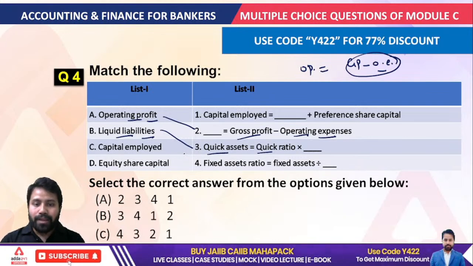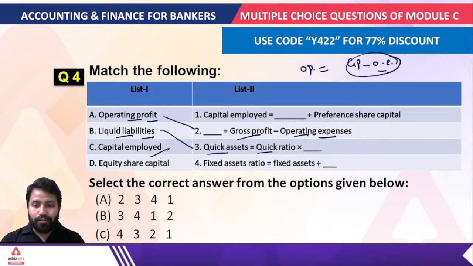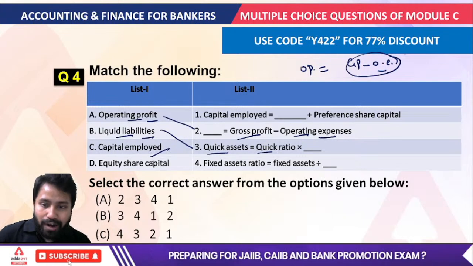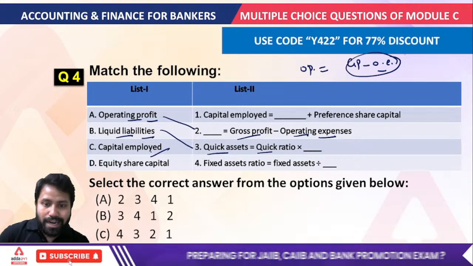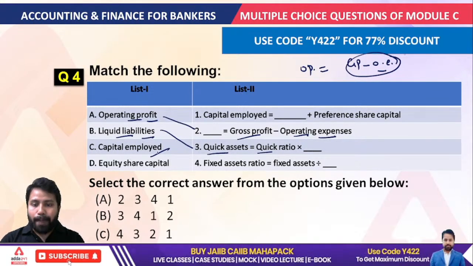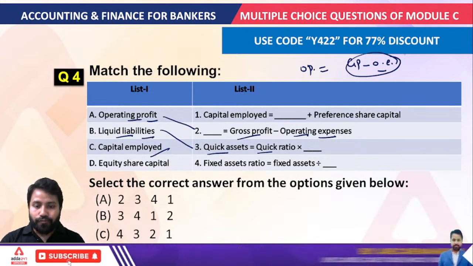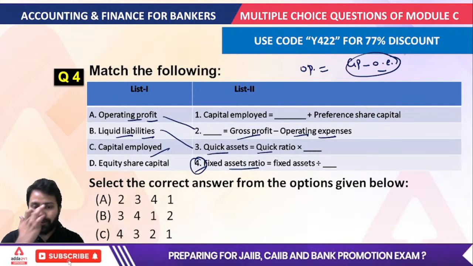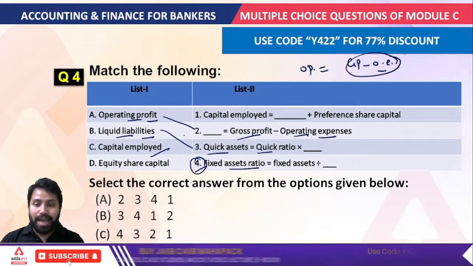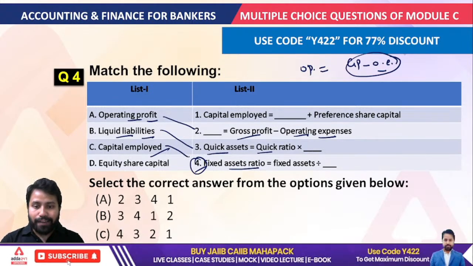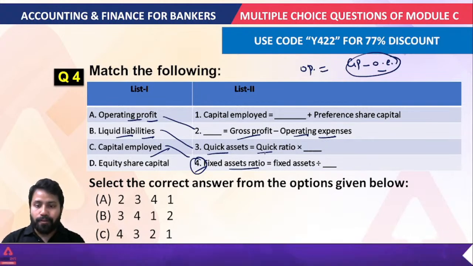Capital employed: you have to understand here that capital employed will match to the fourth number, that is the fixed asset ratio, which is equal to the fixed assets divided by the capital employed. So that actually matches with the fourth number of the column.